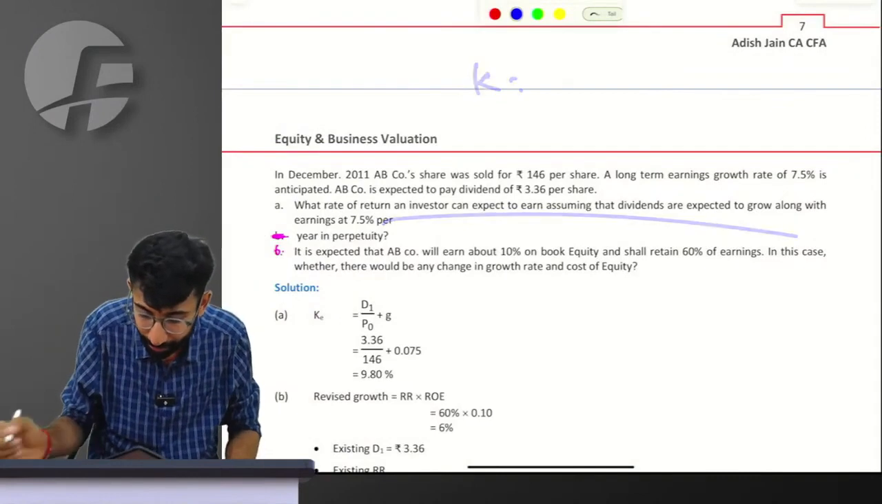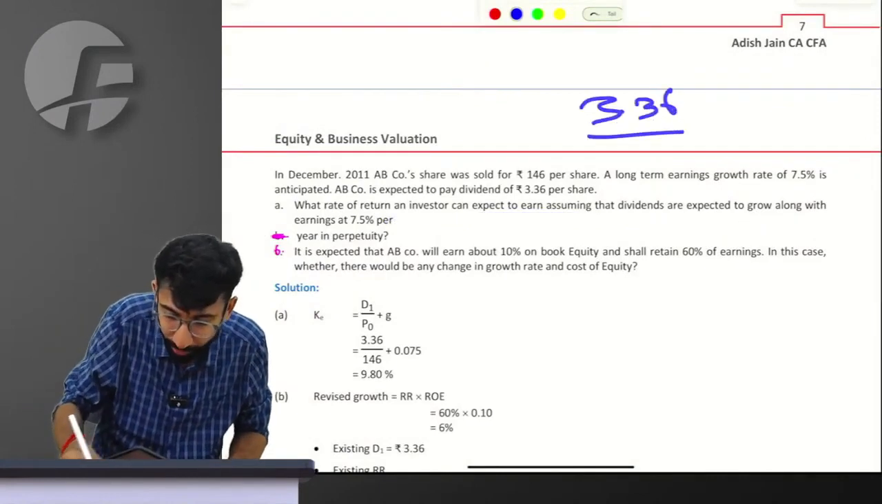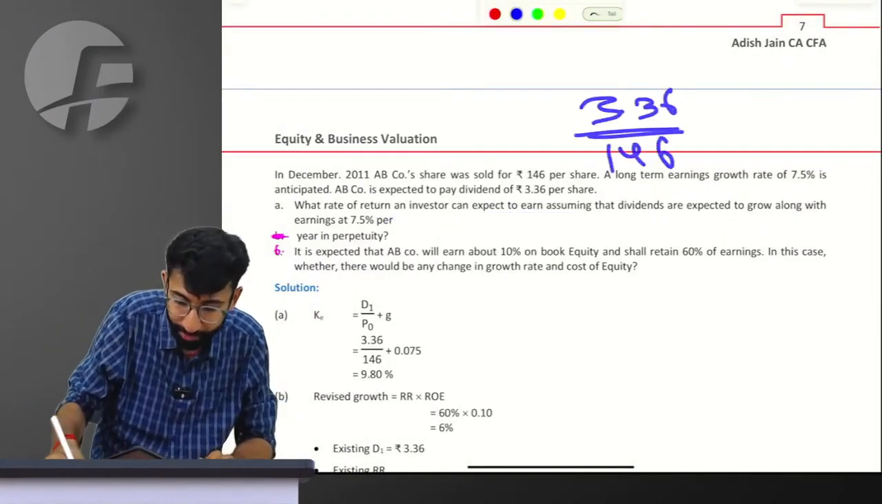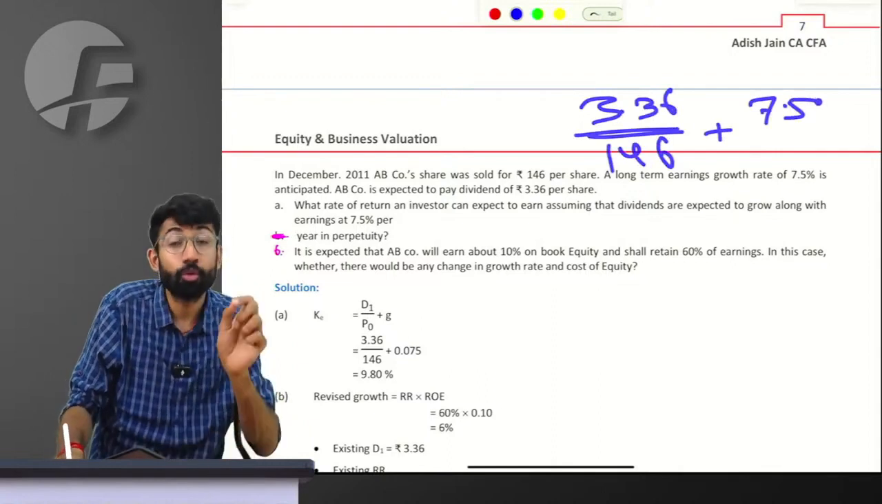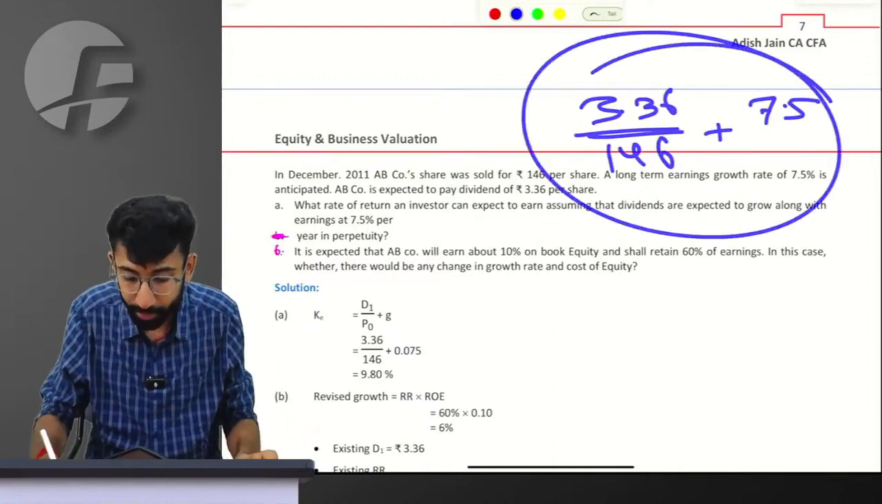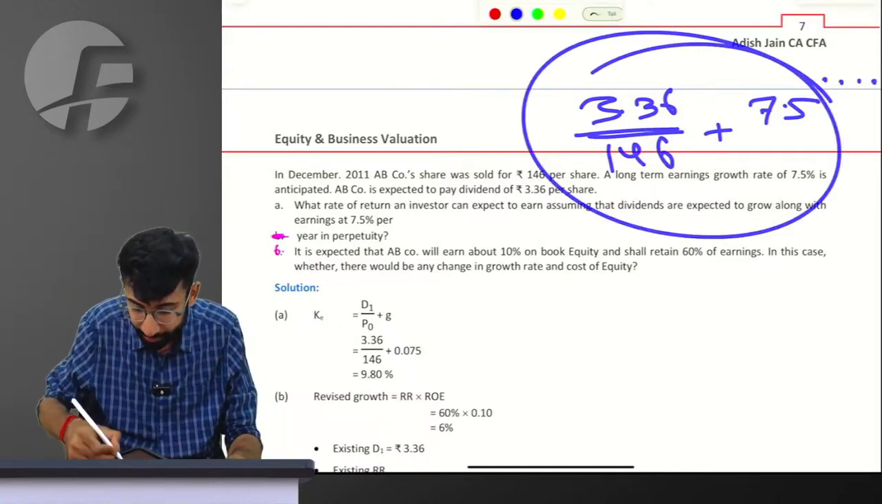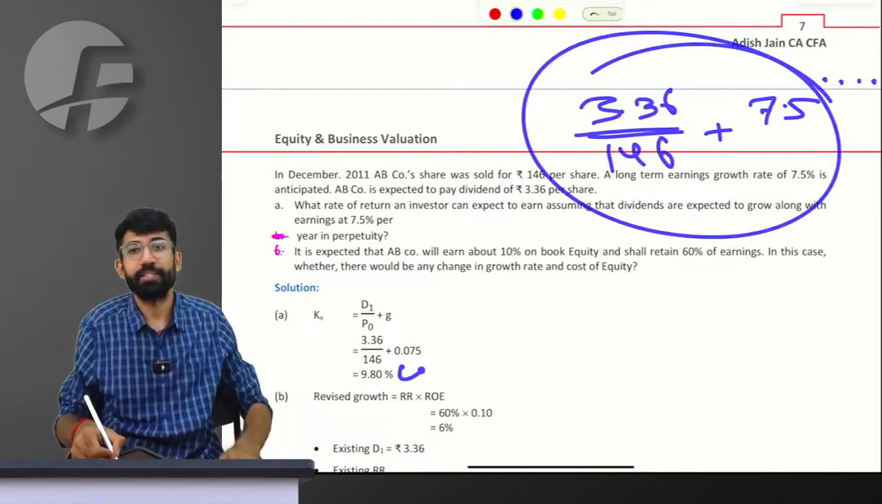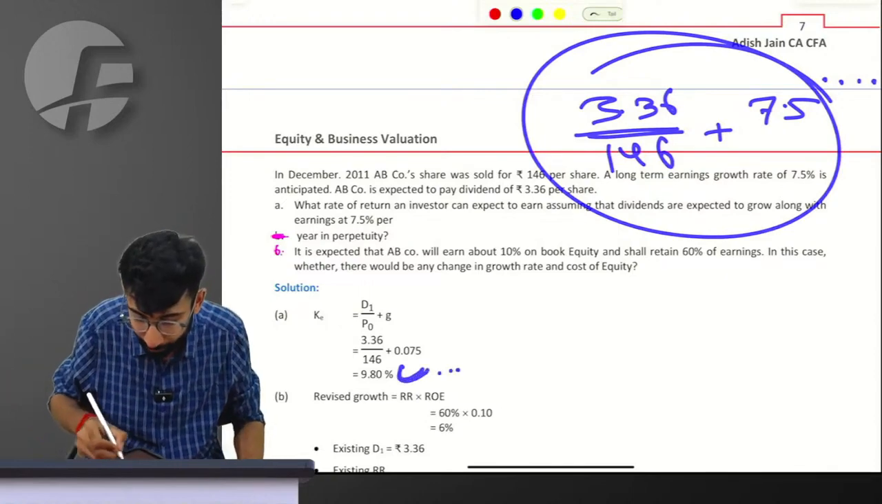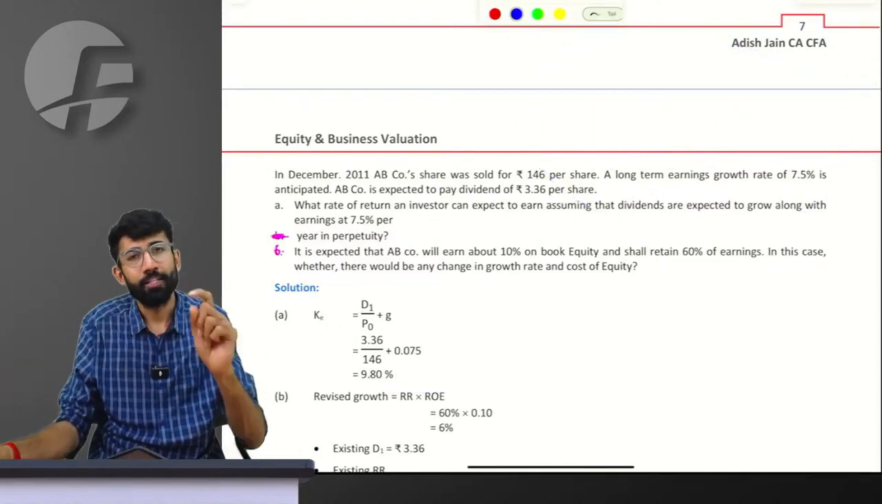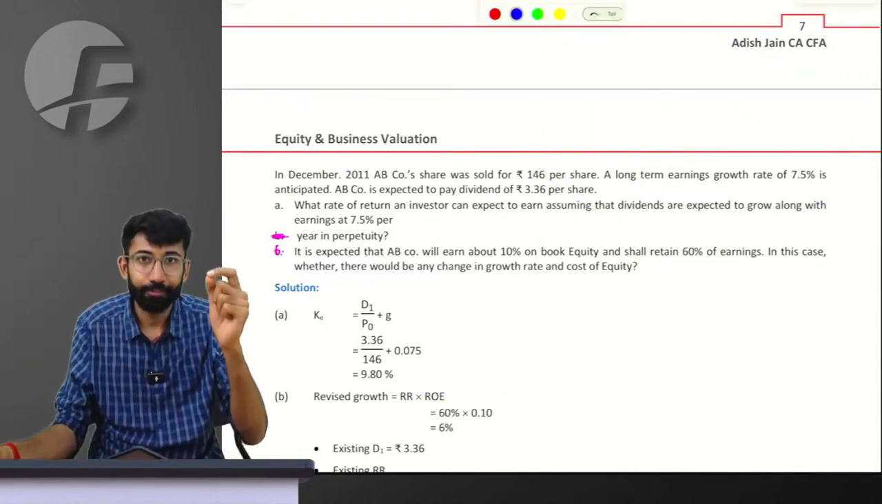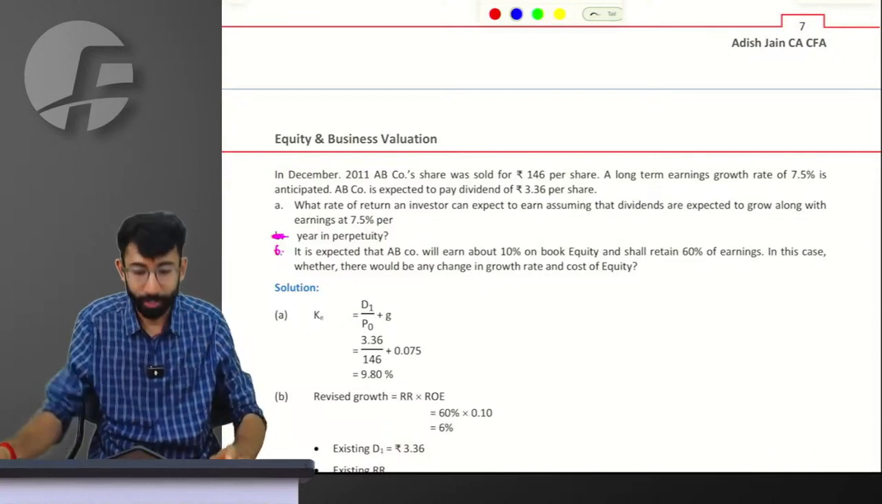Sir, KE is D1 divided by everything. So 3.36 is D1. Use your calculator, divide by 146 is the price, plus 7.5 growth rate of your dividends. All right, cool. Quickly, what do you get as the answer? 9.8 is being spoken as the answer in the chat box. Are we all set at 9.8? Cool. Next part is what I have brought you, why we are doing this question in the class.